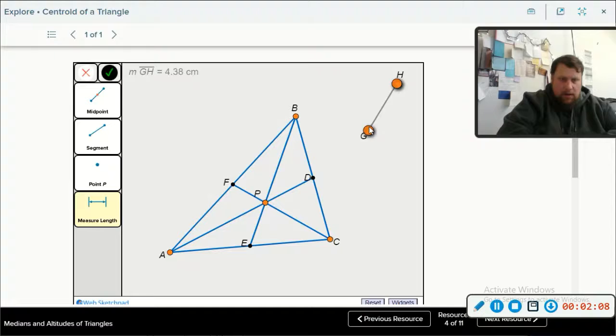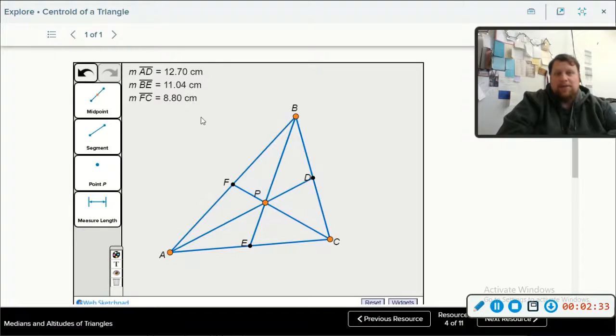Let's do AD first. And then I'm going to do the measurement of BE, excuse me. And then CF. You may be looking at this, and I bet some of you are expecting these to be congruent, but they're not. It's not even close. If I messed up, I don't know, let's find out.